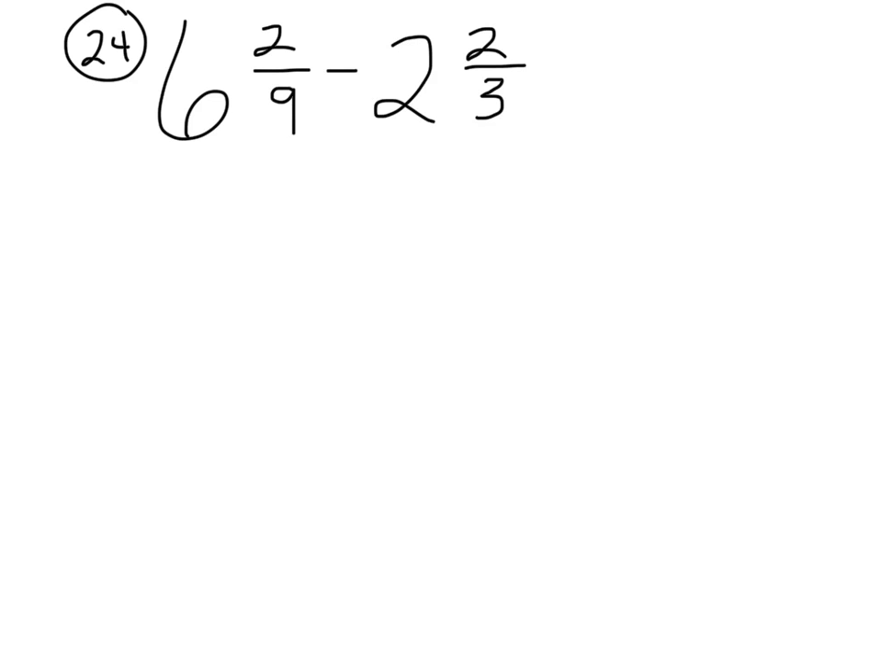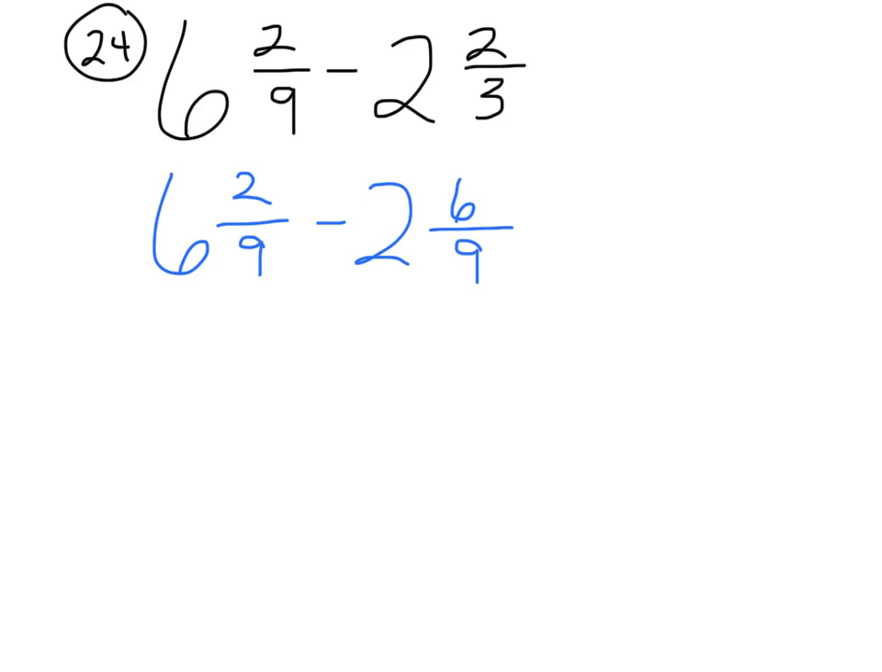Number 24, 6 and 2/9 minus 2 and 2/3. Rule 1, get common denominators. 6 and 2/9, my common denominator is going to be 9. So minus 2 and 6/9. But I'm trying to do 2/9 minus 6/9, which I can't do.